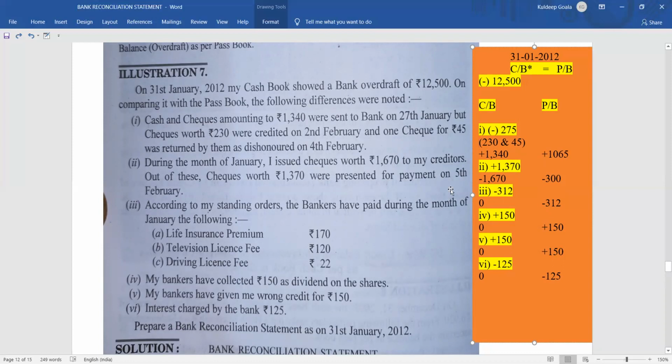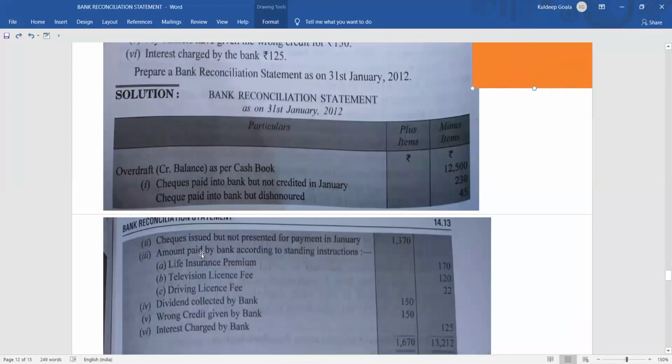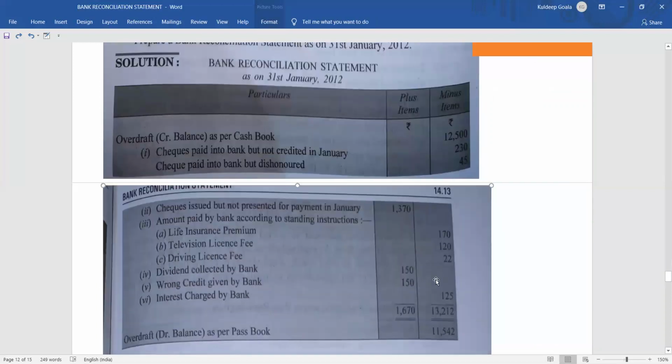It was presented on 5th of January. So what will you write? Check issued but not presented till January 31st. Okay, till 31st of January. So how will it appear? Like this: check issued but not presented for payment in January, 1370 in the payment side, right?